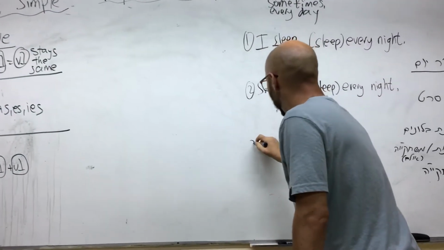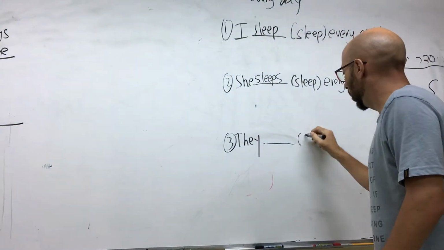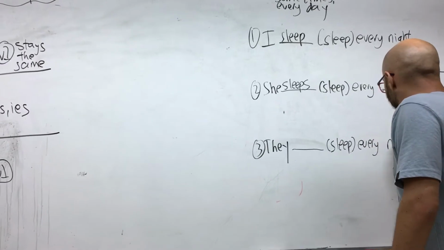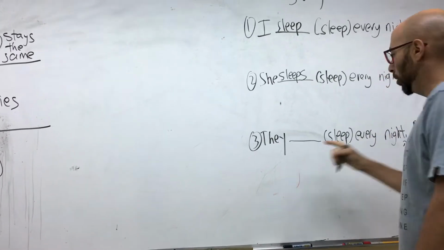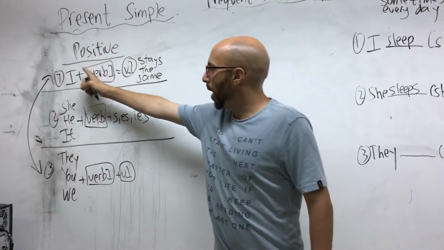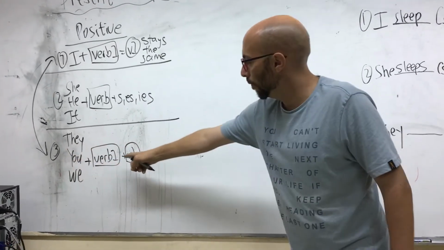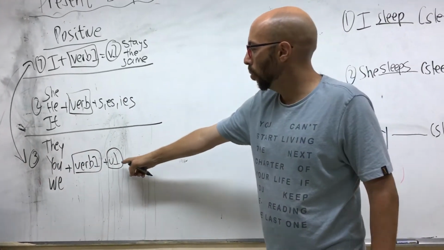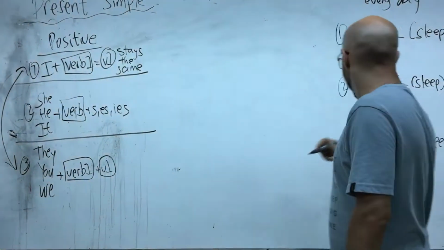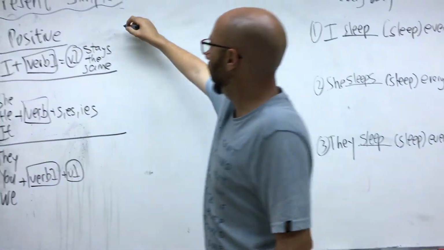Let's take another example. They. I'm using the same sentence. They sleep every night. How do I know what to do? I put my finger under the word they, and I scan the bodies. I see this is the third body. Verb 1, V1, meaning it stays the same, which is identical to the first body. They sleep every night. That's in the positive.